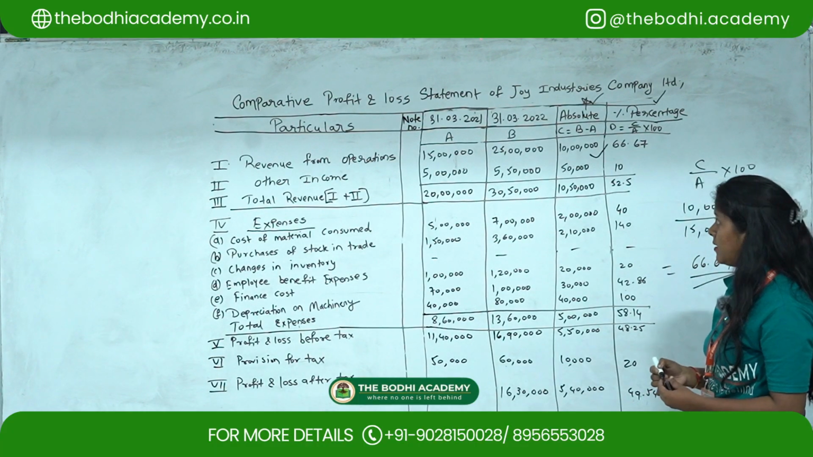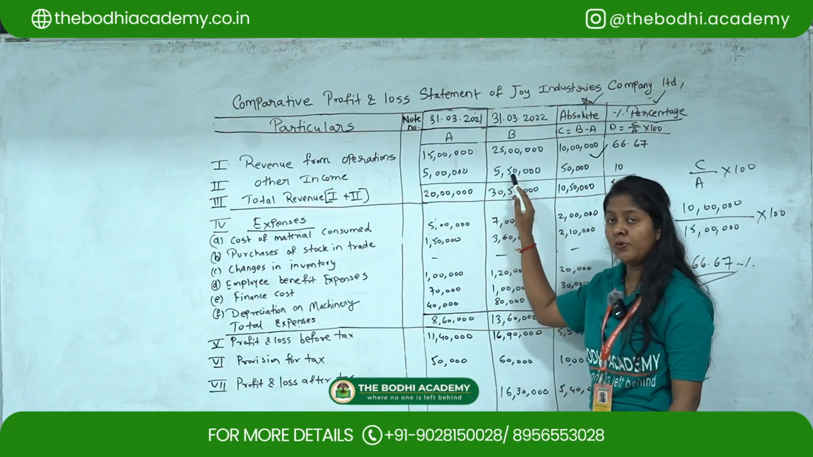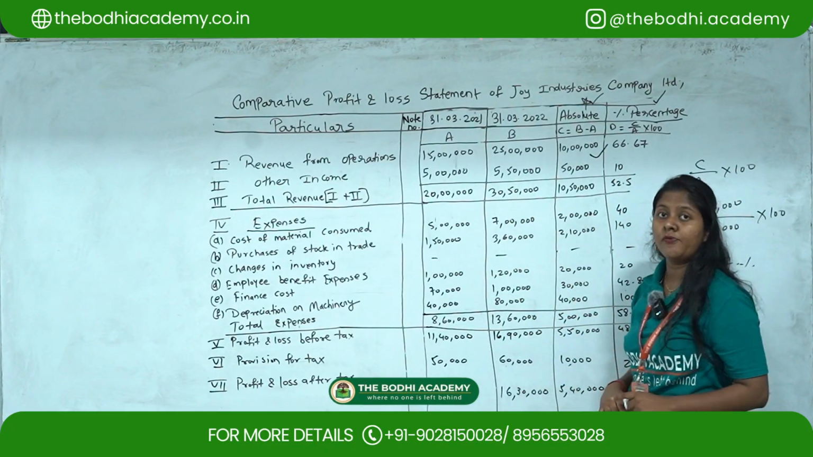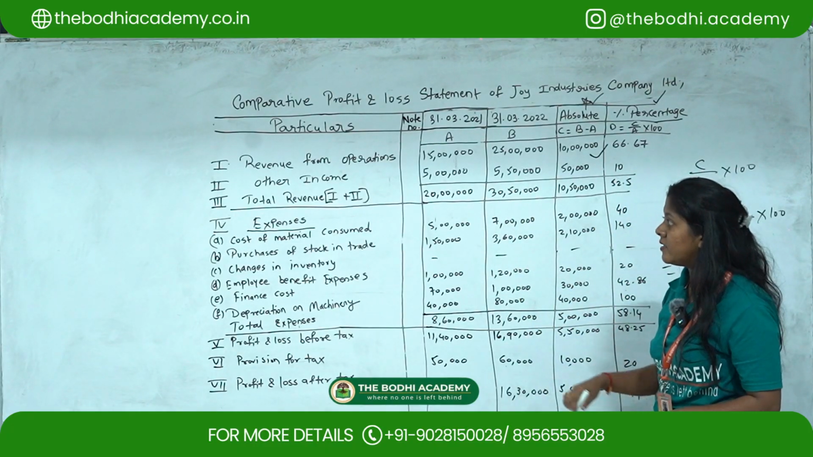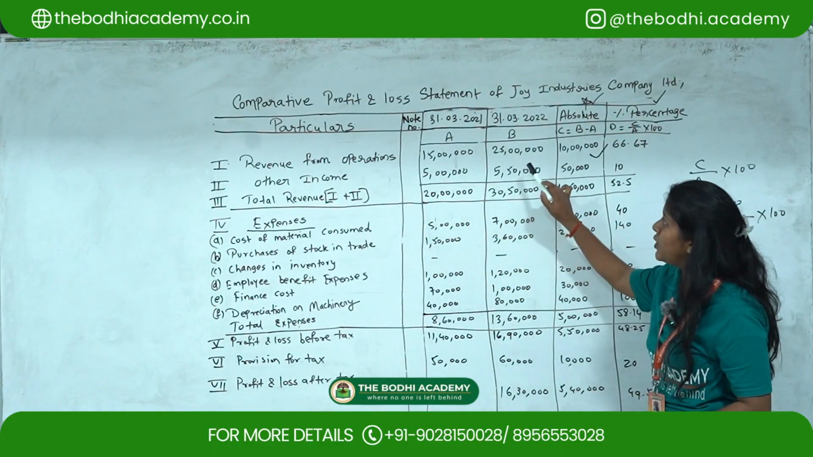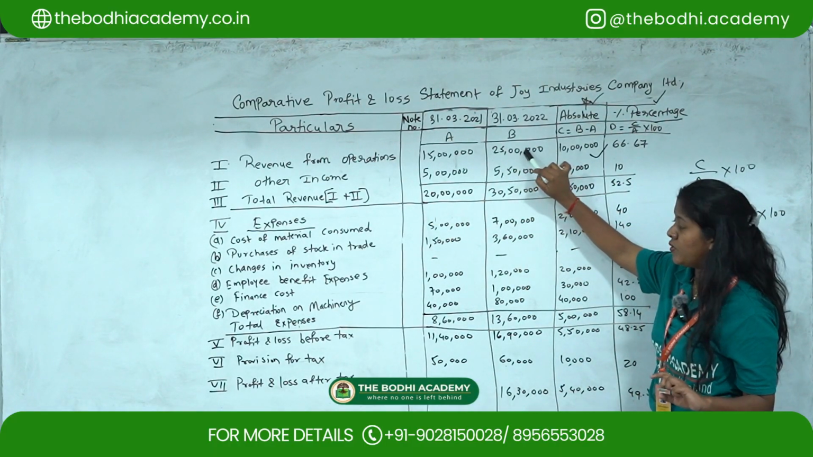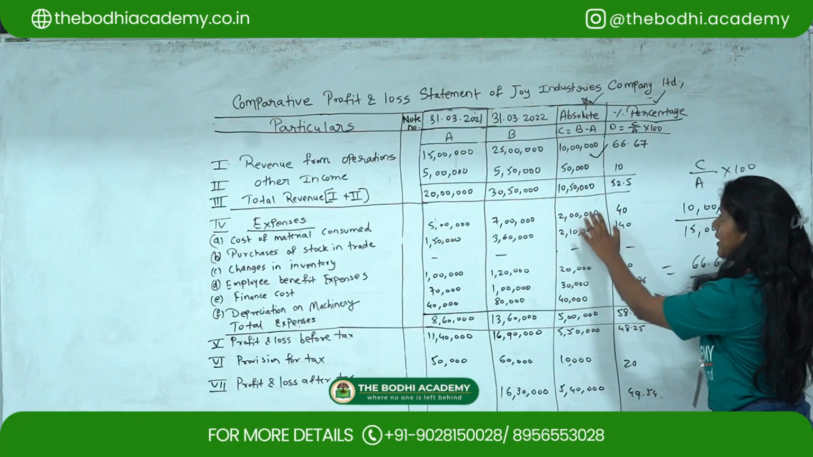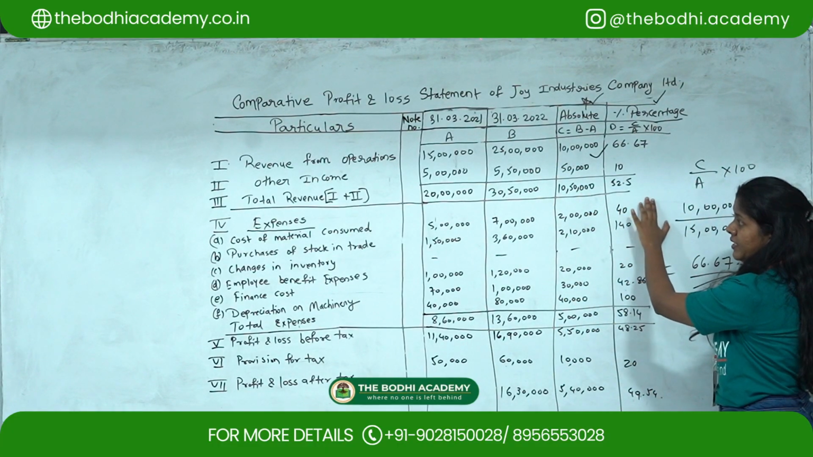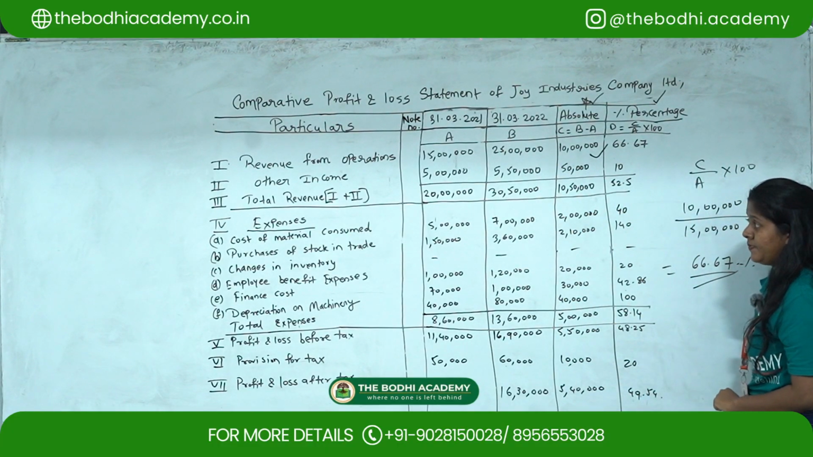Then other income, the same thing you have to do. But since we are following the profit and loss statement, you have to add up the total revenue. It means you have to add these two, 15 lakhs plus 5 lakh, and also the B part, and again find the absolute and the percentage change for both.